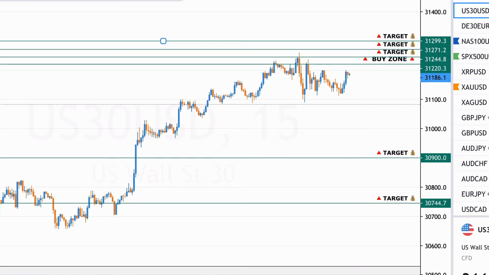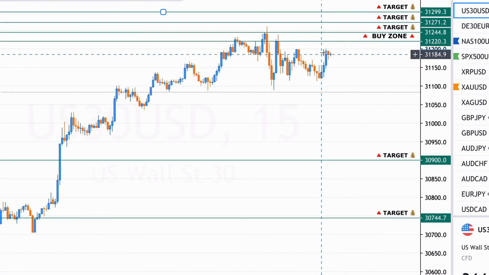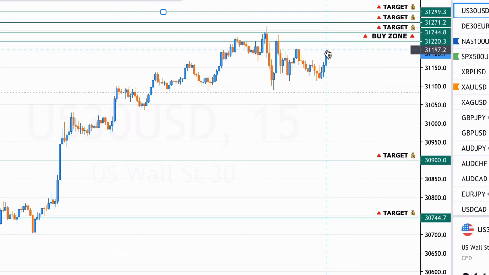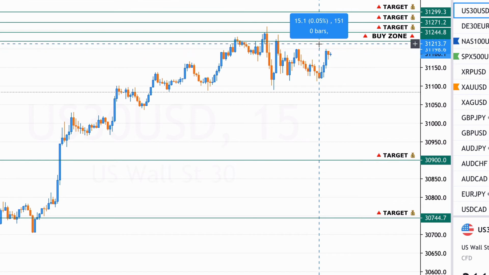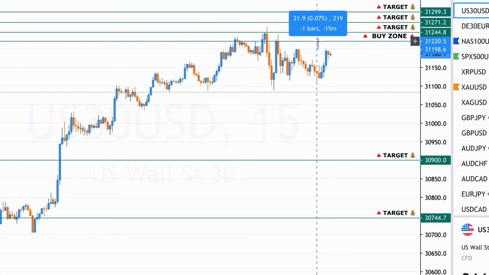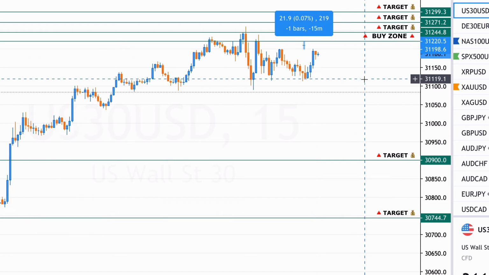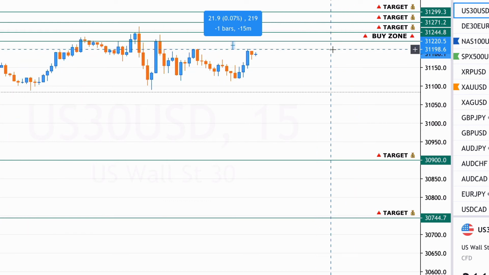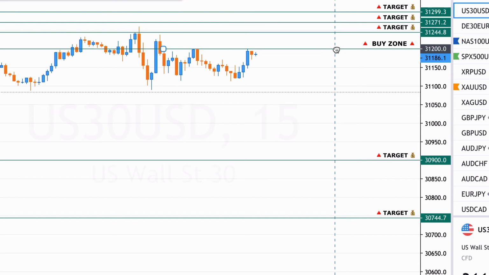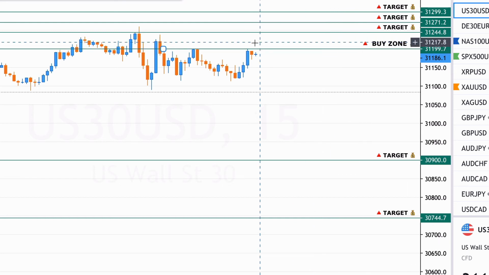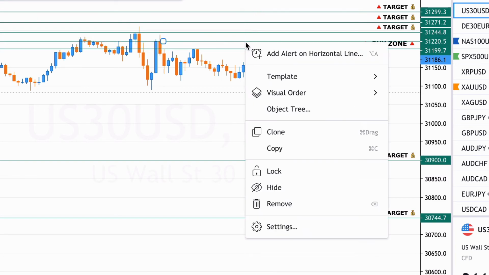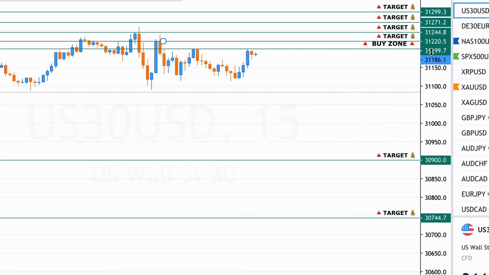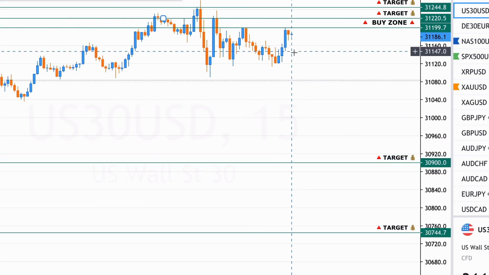Now let's look for intermediate entries. So some would argue that this is a buy zone, which it could be. Right here, from here to here, 220 pips. So we can mark this as a buy zone on the 15, but you have to take shorter targets. So it's up to you. So we'll mark that as a target. Sell zone right here.